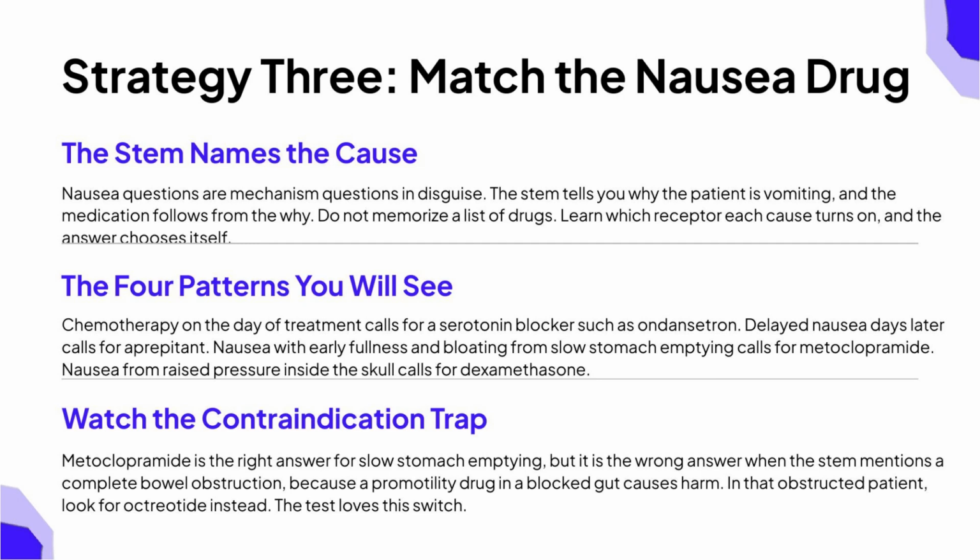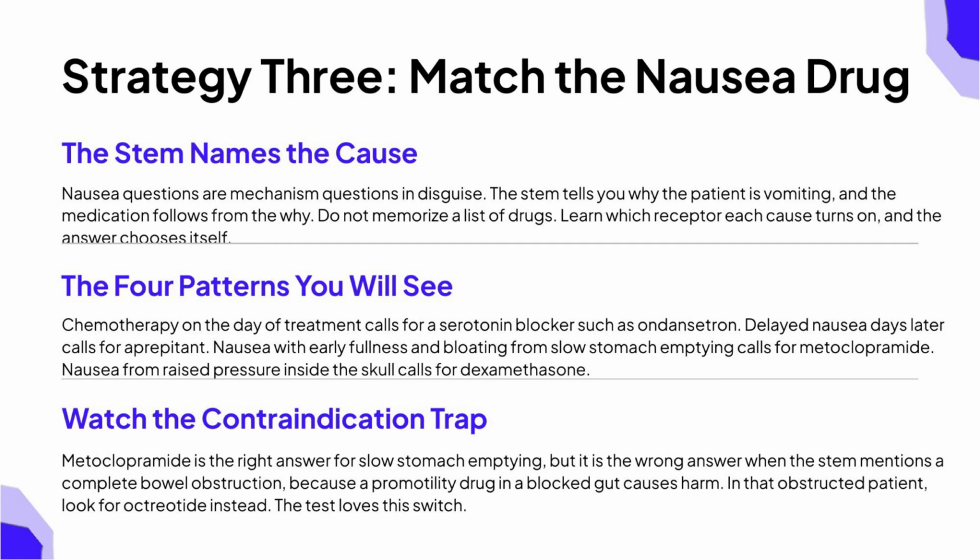Nausea on the day of chemotherapy calls for a serotonin blocker such as ondansetron. Nausea appearing days afterward is delayed nausea and calls for aprepitant. Nausea with early fullness and bloating from slow stomach emptying calls for metoclopramide. And nausea from raised pressure inside the skull, often with a morning headache, calls for dexamethasone.